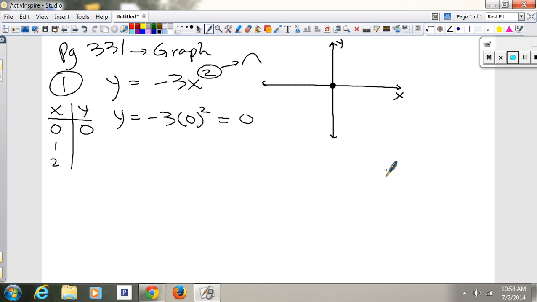Now let's plug in a 1. So y equals negative 3 times 1 squared. Again, you could probably do that in your head. I just want to see that you wrote it down where you plugged it in. If you can do it in your head, now do it in your head. So 1 squared is 1 times it by negative 3, and you're going to get negative 3. So if you plug in a 1 to your graph, you're going to get out a negative 3. So over 1 and down 3.